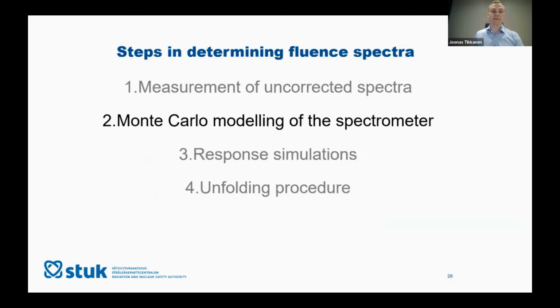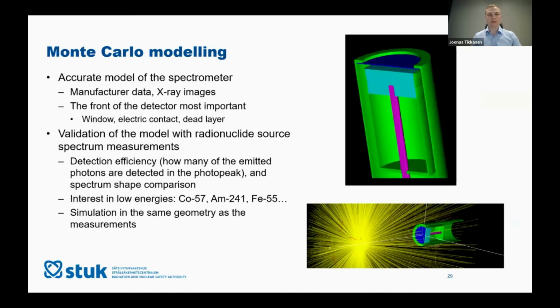To do that, the first step is to make a Monte Carlo model of the spectrometer. So you need to make an accurate model of the spectrometer. Doesn't matter if it's germanium or cadmium telluride. To do this, you have to use multiple different sources of information. Manufacturer data works up to some point, but you should always be dubious of that. Then you can take X-ray images of your detector. And I think some manufacturers also sell the Monte Carlo model, but I don't have any experience of how accurate those are. But I would guess those should work quite well if you want to save some time yourself.